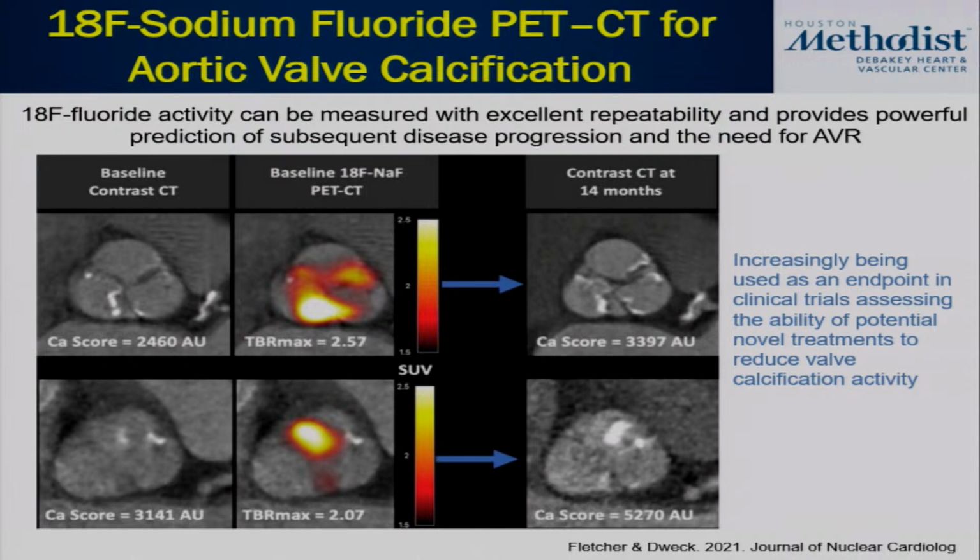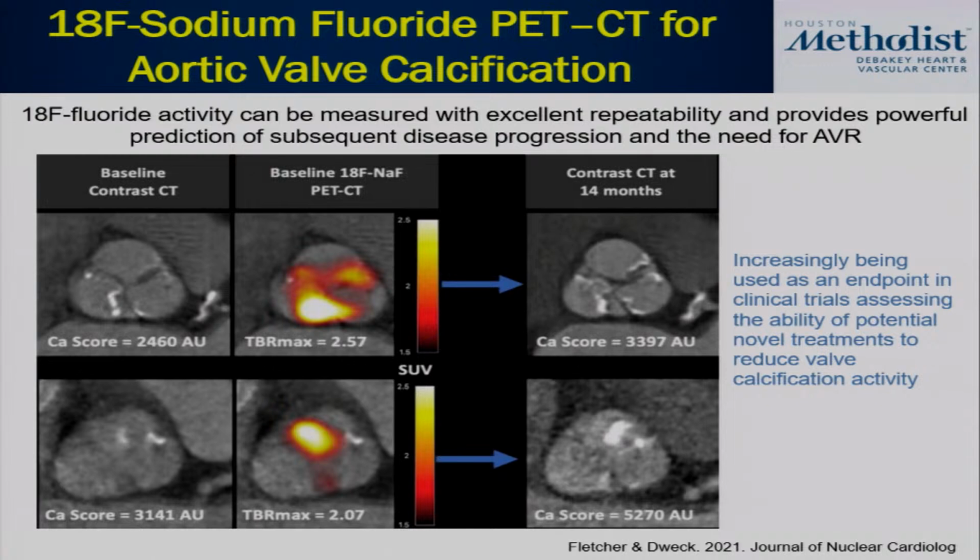So in this particular case, you can see the baseline contrast CT on the right. You can see the degree of calcium that it has. You give this agent, which goes and gets attached to areas of inflammation, and you can see exactly where it lit up. And you can measure this with an SUV of how intense the level of uptake was.